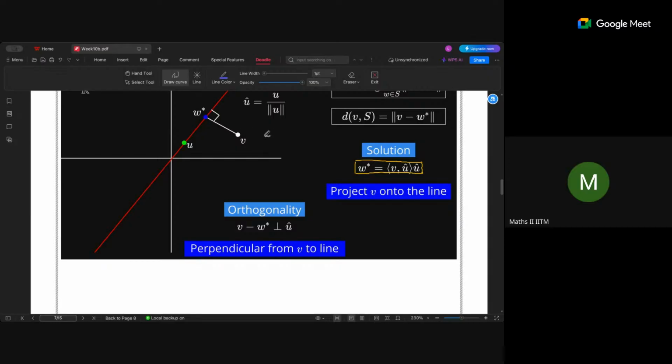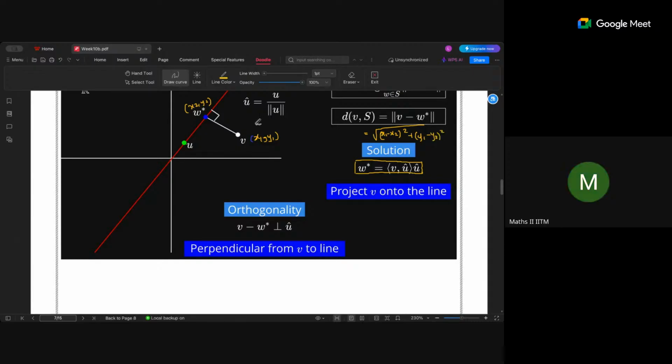So let's say this is x1, y1 and this is x2, y2. What is the norm? What is this norm representing? Square root of x1 minus x2 whole square plus y1 minus y2 whole square.